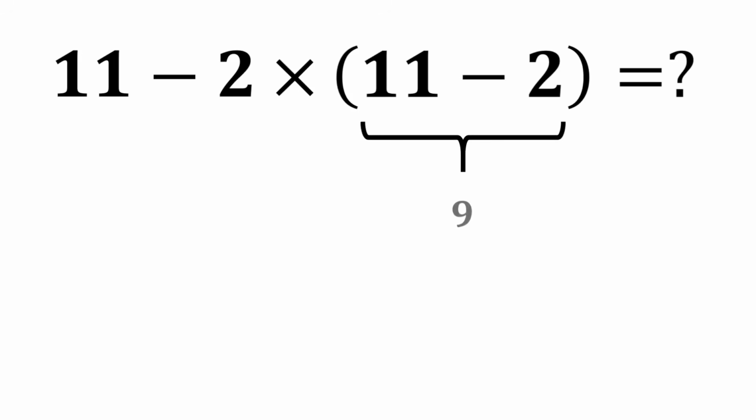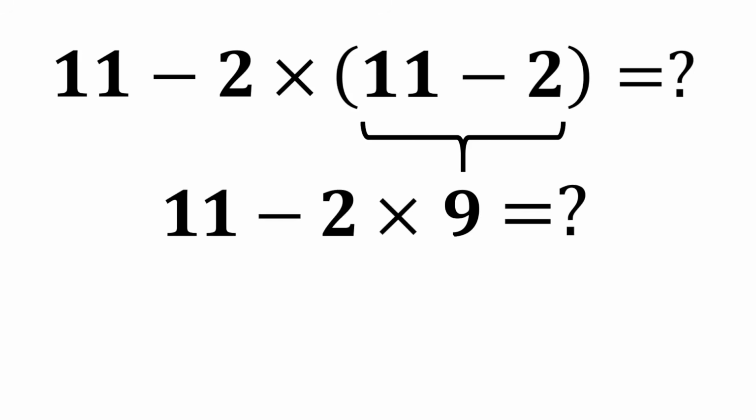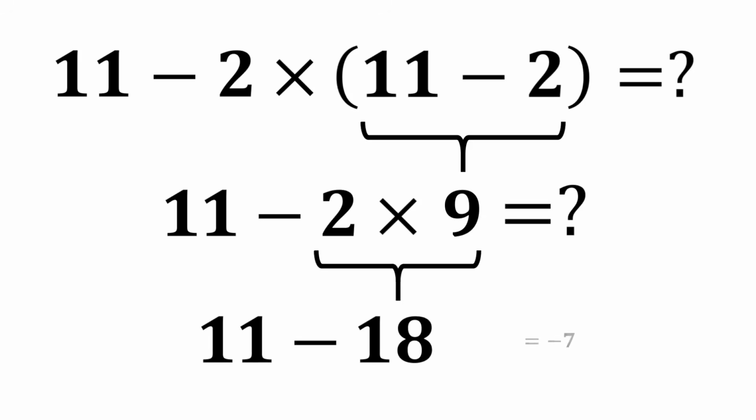11 minus 2 equals 9. The expression becomes 11 minus 2 multiplied by 9. Now, we have a subtraction and a multiplication. According to PEMDAS, multiplication has a higher priority than subtraction. So, we perform the multiplication first. 2 times 9 equals 18. Finally, 11 minus 18 equals -7, which is our correct answer.